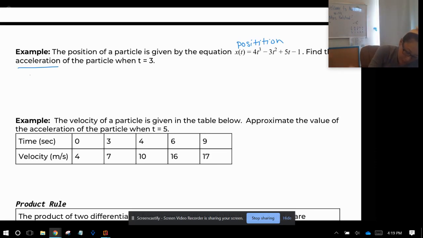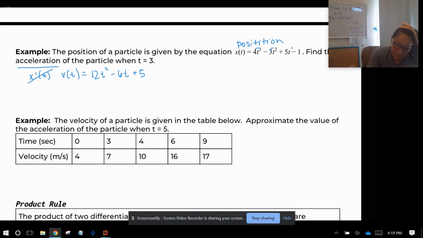So I'm going to say x prime of t, which we don't usually say, we call that v of t, is equal to 3 times 4 is 12t squared, and then negative 3 times 2 is minus 6t, and reduce the power by 1. And then 5t times 1 would give me plus 5t to the 0 power, and then the negative 1 is a constant. All right, so that is velocity. I don't care about the time yet because I need to get the acceleration function.